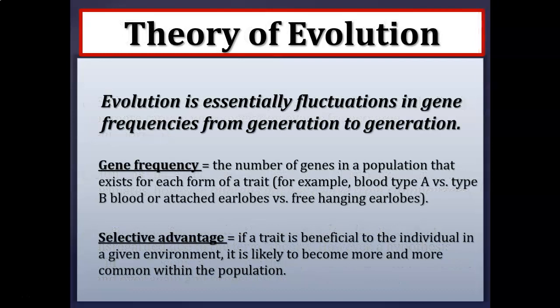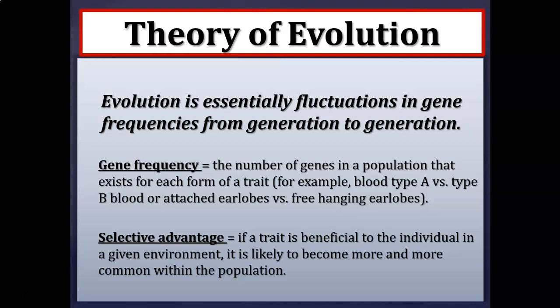All right, so evolution, if we're looking for a definition, evolution is essentially fluctuations in gene frequencies from generation to generation. So a gene frequency is the number of genes in a population that exist for each form of a trait. So for example, in the next couple chapters, we'll look at things like blood type, attached earlobes versus free hanging, the ability to roll your tongue or the inability to roll your tongue, et cetera. So we're going to look at some very simple, what we call monohybrid Punnett squares to help get the idea of what we mean by a gene frequency.